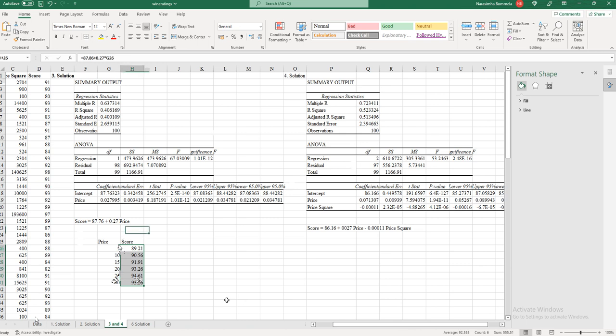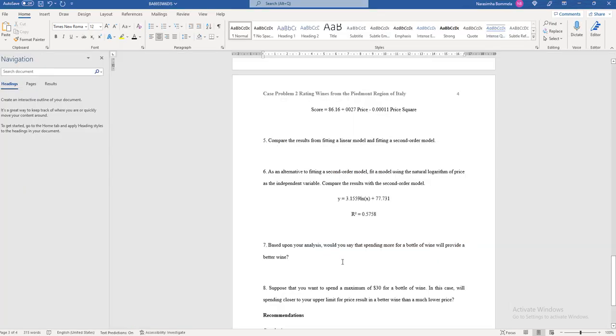Beyond your analysis, would you say that spending more for a bottle of wine will provide a better wine? Yes, it is. So we simply address that as we put more money into the purchase, the possibility of getting a wine bottle with a good score and higher classification rating is higher. Now a simple question. Suppose you want to spend a maximum of $30 on a bottle of wine. In this case, will spending closer to your upper limit of price result in a better wine?